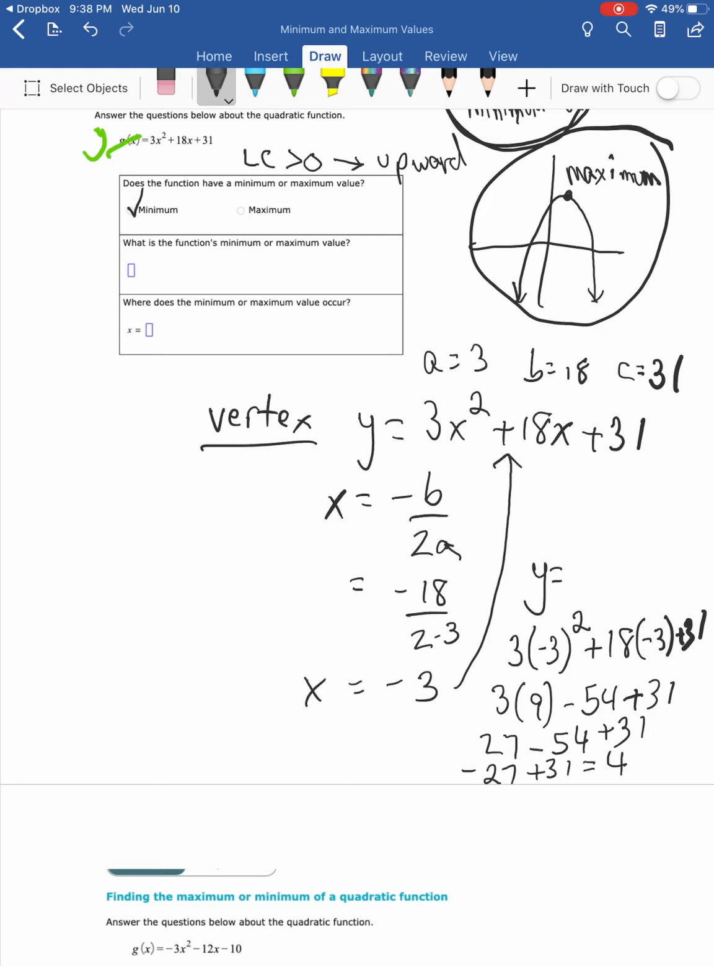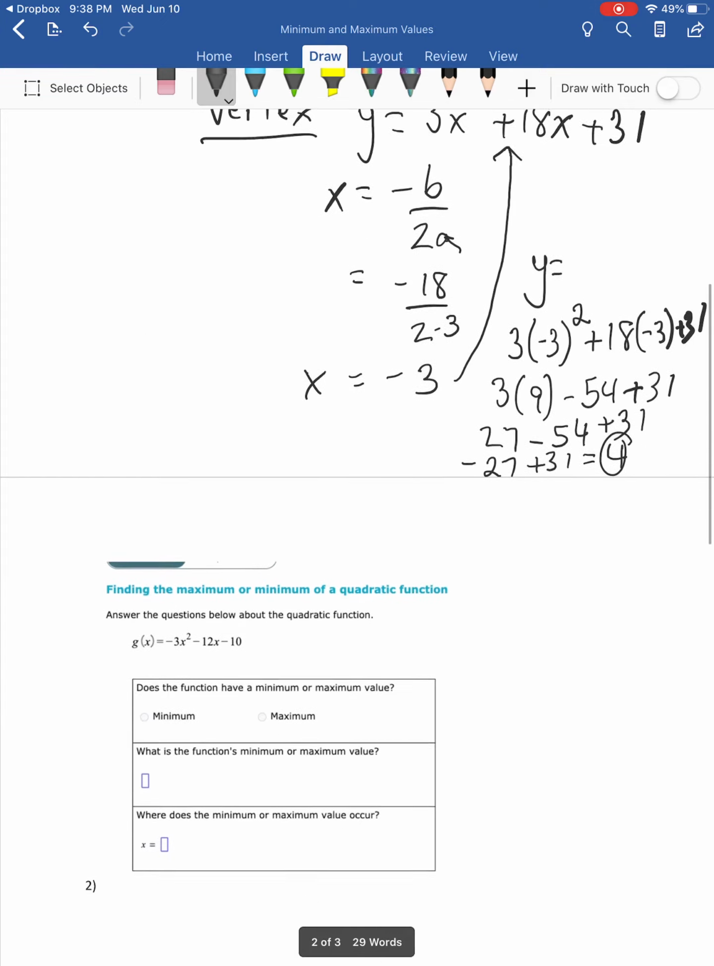Okay, so where does the minimum or maximum value occur? That's the x value. That's at negative 3. What is the function's minimum or maximum value? When it's asking for the function's minimum or maximum value, that's y, okay? And we know y is 4. Okay, let's do another one.